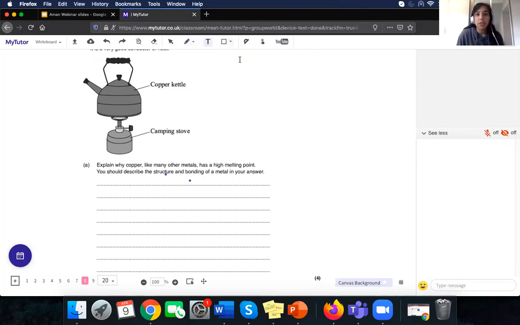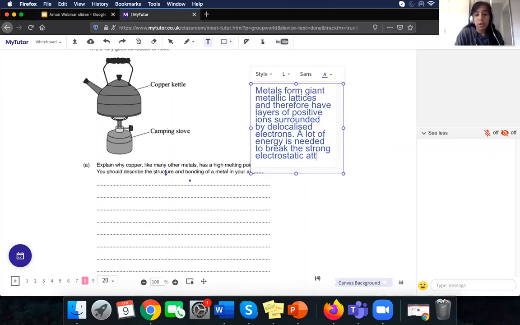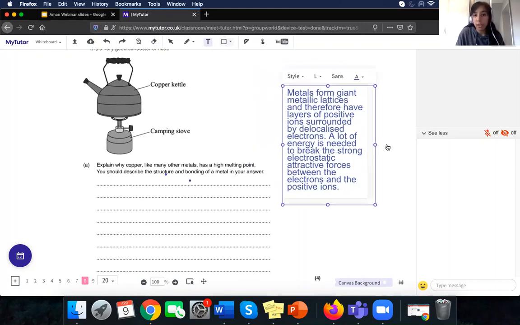So here, the answer would be that metals form giant metallic lattices and therefore have layers of positive cations or positive ions surrounded by delocalized electrons. A lot of energy is needed to break the strong electrostatic attractive forces between the electrons and the positive ions. That is why copper, like many other metals, has a high melting and boiling point.